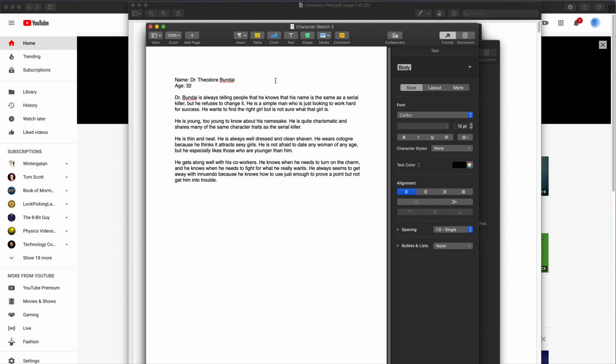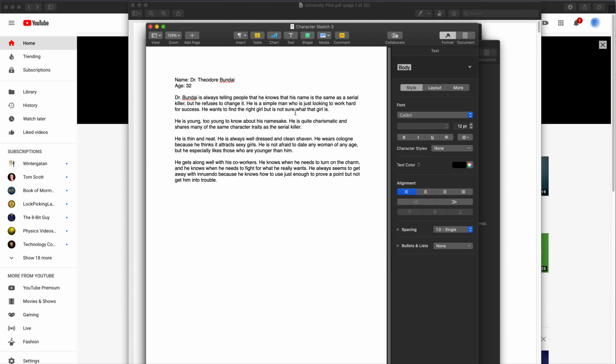But if we read this character sketch, we can learn a lot about how this character works. It says Dr. Bundy is always telling people that he knows his name is the same as a serial killer, but he refuses to change it. So it just seems like he's come to this country, he's learned that there is this guy Ted Bundy, but he refuses to change it. We're not exactly sure why. Maybe that's because that's the kind of guy he is. He likes to have something to talk about. That's probably the case.